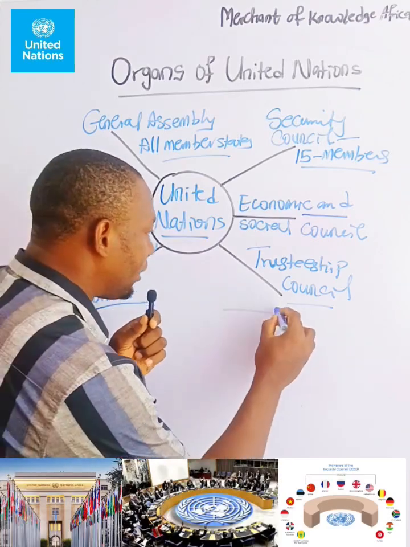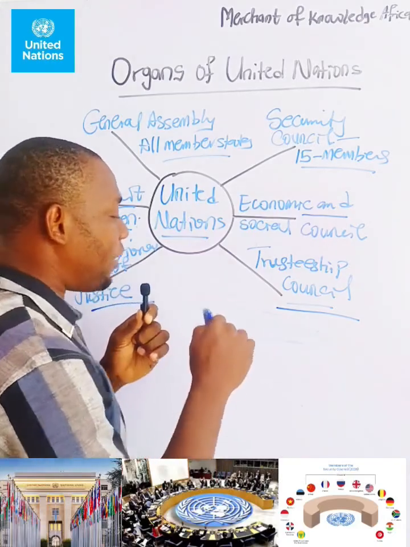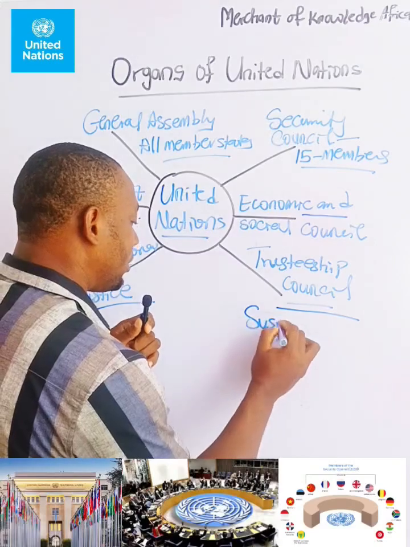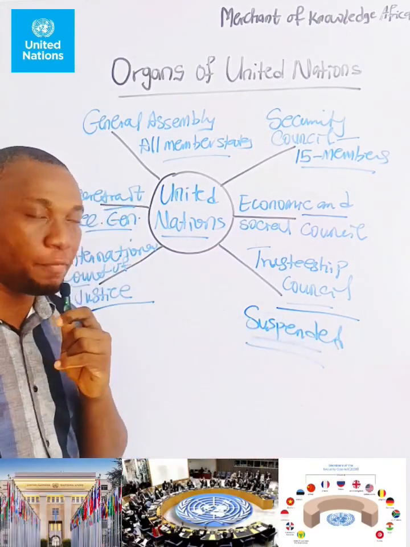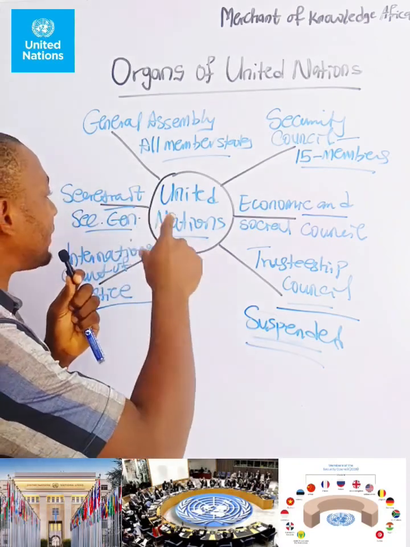Let's consider the Trusteeship Council. The Trusteeship Council oversaw trust territories, but it has been suspended, I think since 1994 or so. All right, this is organs of the United Nations.